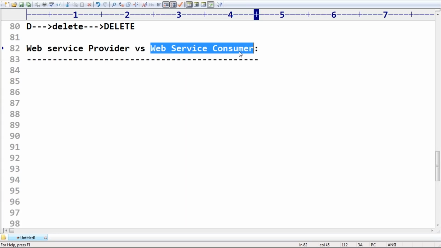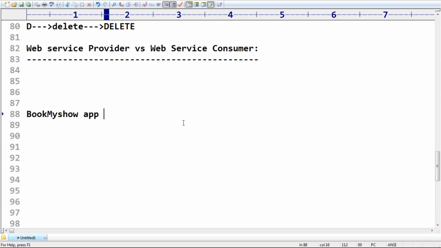Best example, if I consider the BookMyShow application, just observe that, sir. BookMyShow app is required to communicate with the payment gateway application through web services. Now the point is, in this scenario, who is the consumer, who is the provider? Who is the consumer, who is the provider? Can you please confirm?